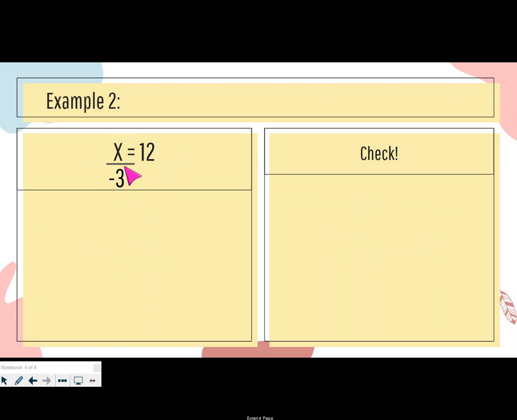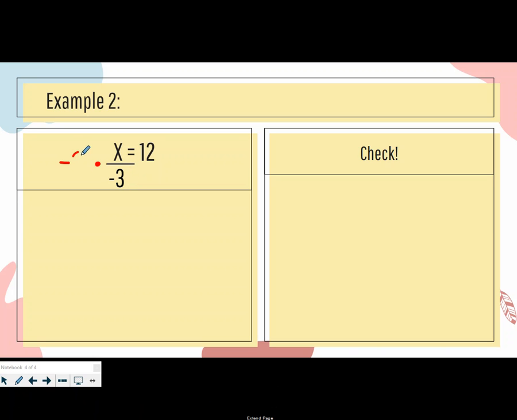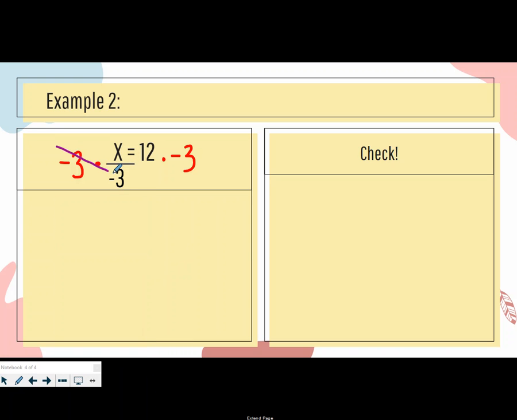Alrighty, next example, we've got x divided by negative 3 equals 12. So I see that I have some division here. What's the opposite of division? Good, it's multiplication. So I'm going to multiply this side by my denominator. I'm going to multiply this side by negative 3, and I'm going to multiply this side by negative 3, because what I do on one side, I have to do on the other. Negative 3 and negative 3 are going to cancel out. So all I'm left with is x on the left side equals, and then I'm going to simplify. 12 times negative 3 is negative 36.